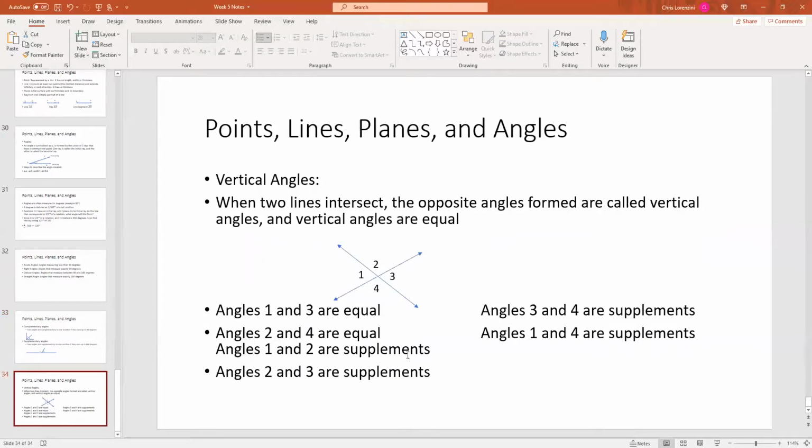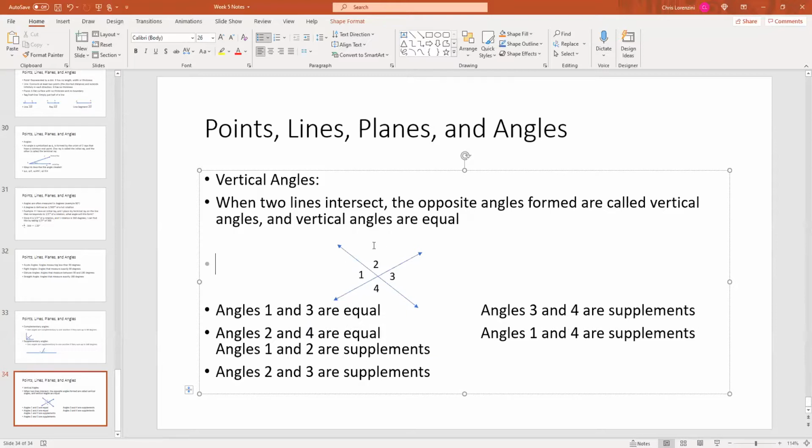Last thing we're going to talk about are vertical angles. When 2 lines intersect, opposite angles are formed and they're called vertical angles. So we're talking about opposite angles. I have angle 1 and angle 3. Those are opposite angles. They're vertical angles. 2 and 4, those are vertical angles. And vertical angles are equal to one another.